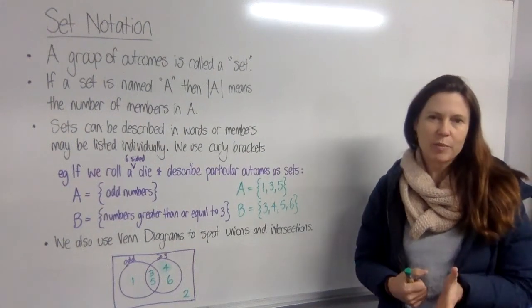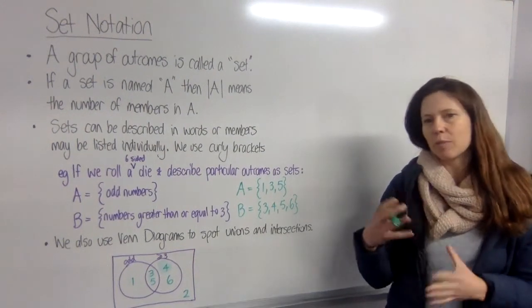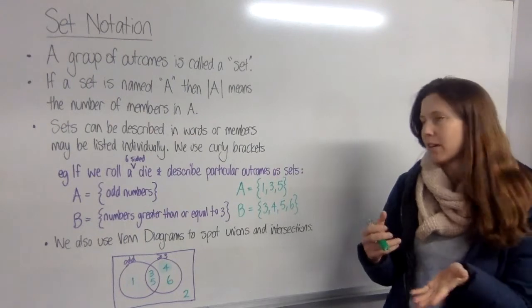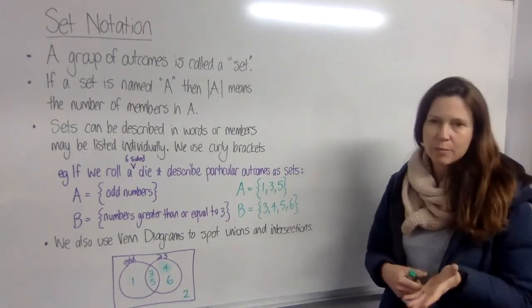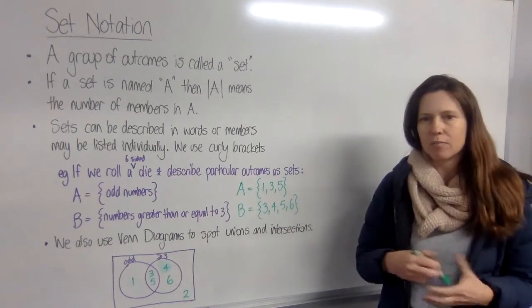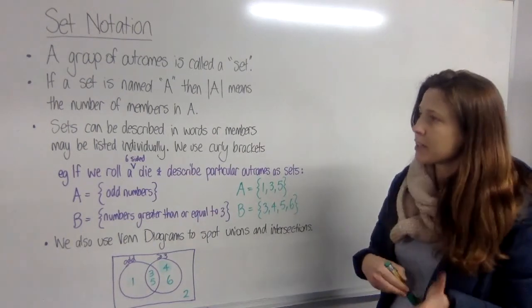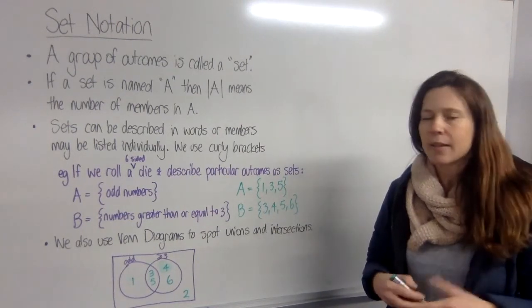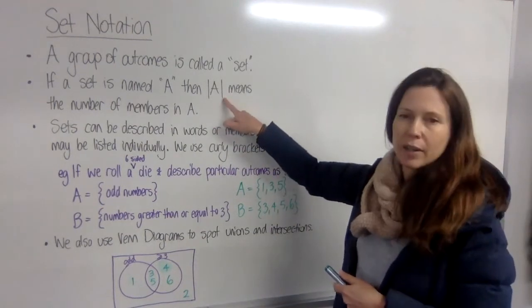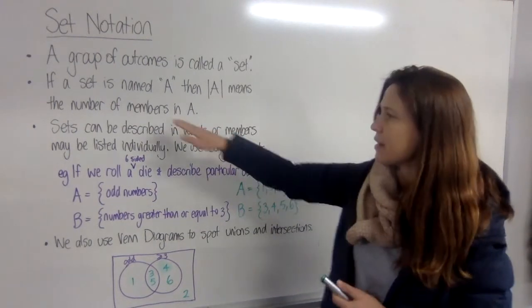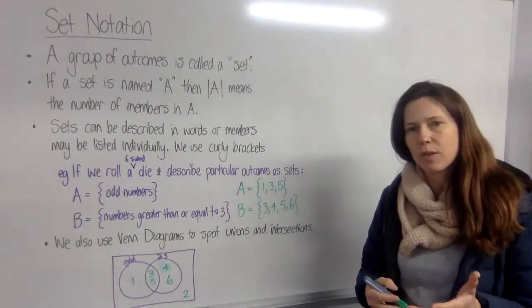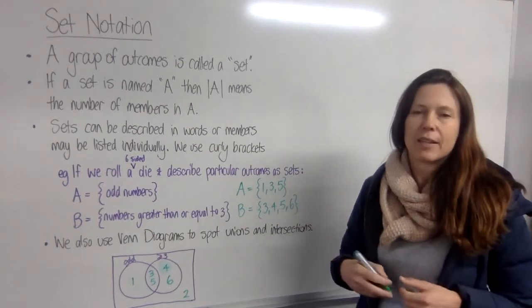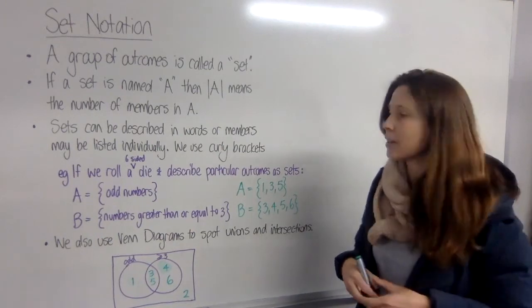Now, when we're dealing with probability, it's handy to be able to give some kind of label or name to a group of outcomes. And we call a group of outcomes a set. And we often name sets, set A, set B, something like this. Now, if a set is named something like A, then if you see these absolute value brackets around A, that means the number of members that are actually in that group. And that sort of makes sense, because if you think what is the absolute value of A, then it's just saying, well, how many things are in it?